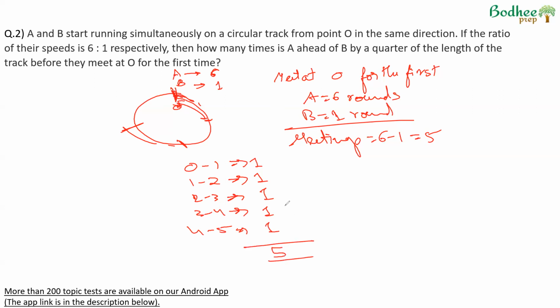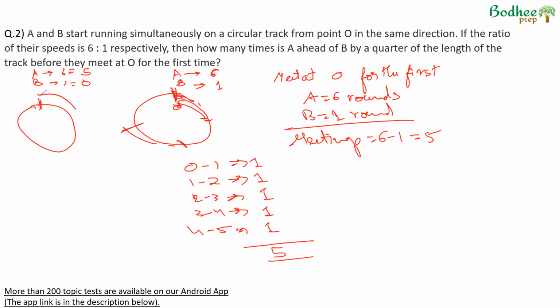So this would have happened 5 times till then, and that becomes the answer. Or what we can do is we can look at the concept of relative speed and say if A and B are running in the same direction, the ratio of speed 6:1. If we make the ratio of speed of B as 0, that means effective speed of A is 6 minus 1, 5. Reduce 1 from both of them. So B is just standing there and A is running around. Now A will run 5 rounds.